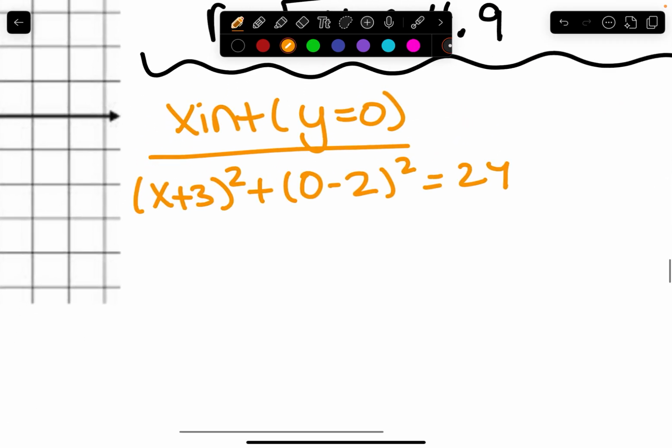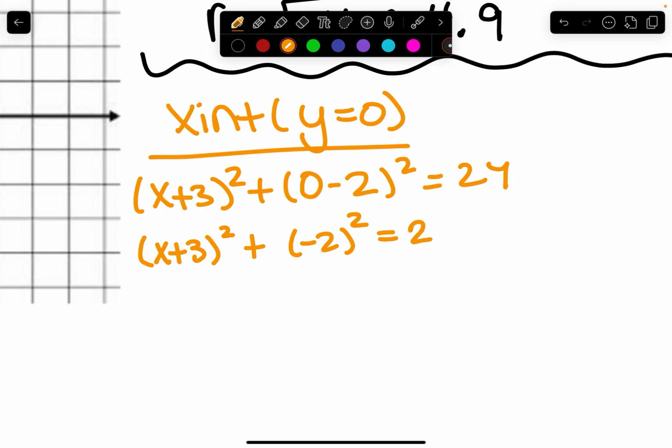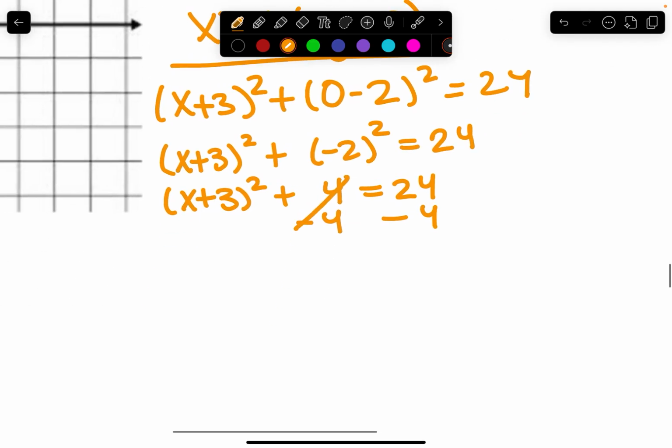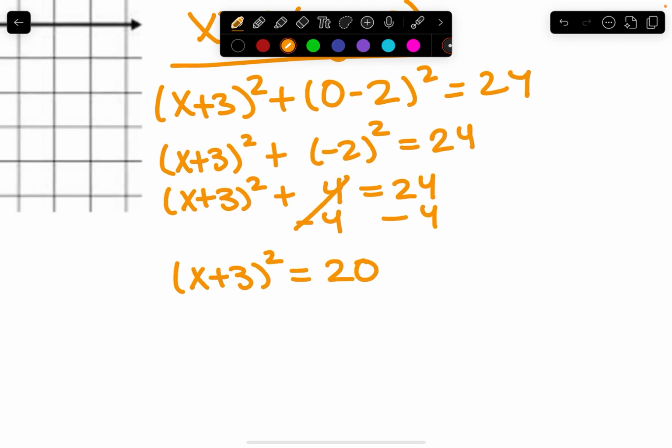All right, let's do our x-intercept first. I'm actually going to leave this alone for now. 0 minus 2 is -2 squared. That's going to equal 24. x plus 3 squared plus 4 equals 24. We're going to go ahead and subtract 4 from both sides. We get x plus 3 squared equals 20.